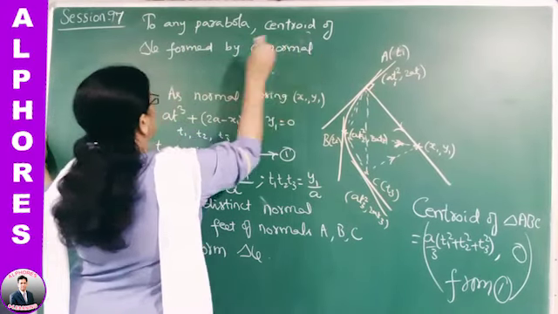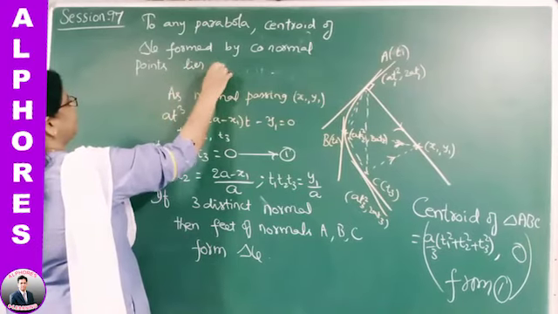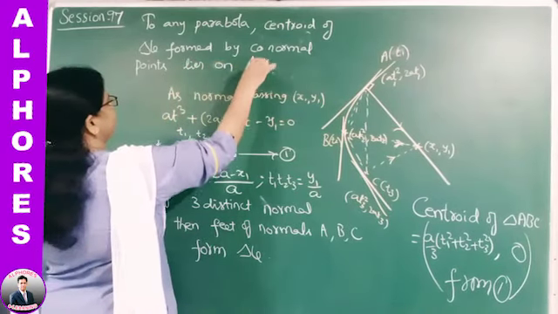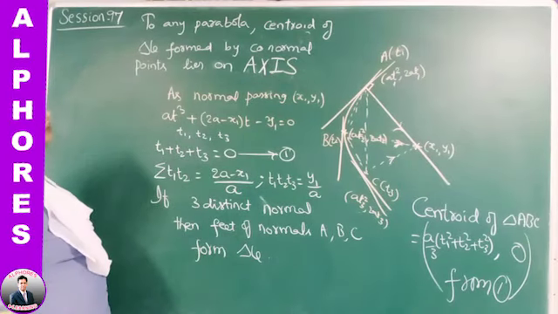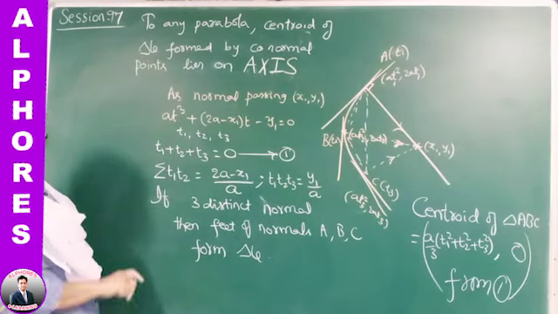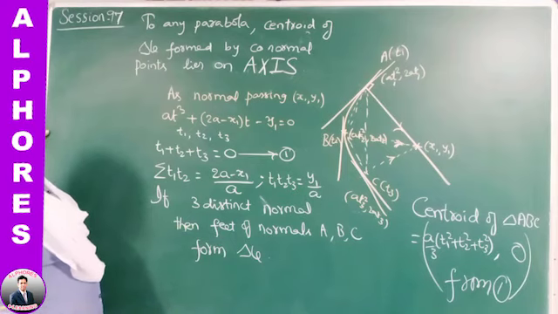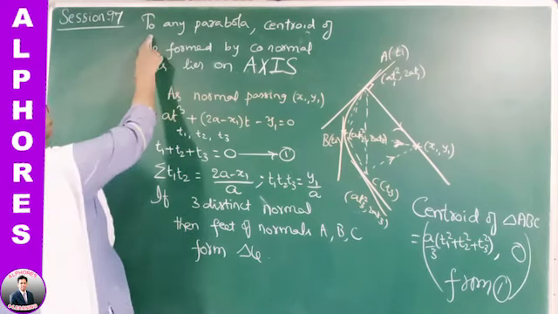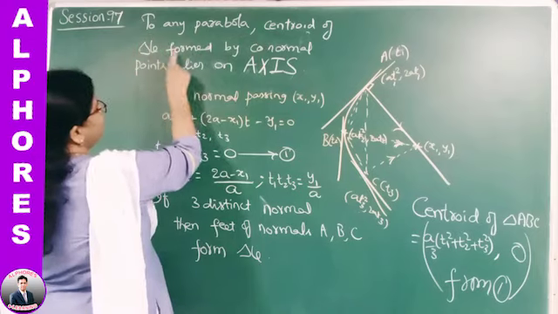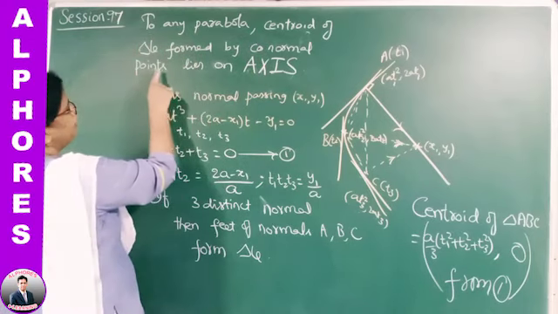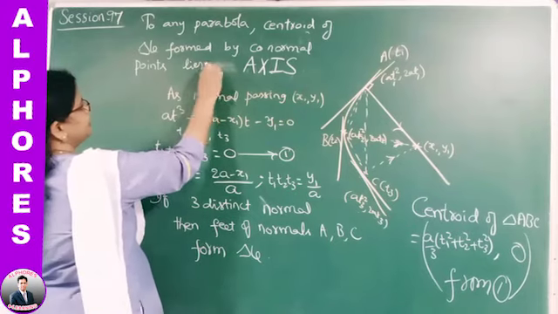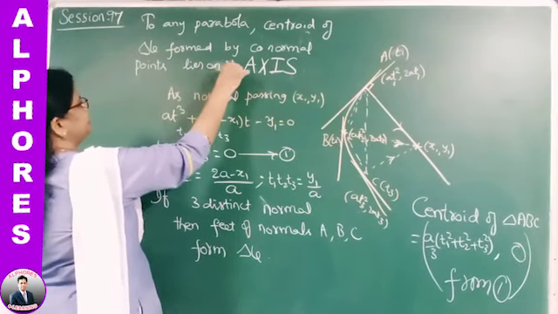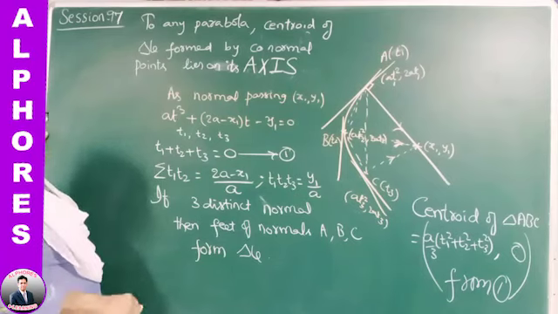It lies on the axis of that parabola, right? So this is very, very important. You can write this for any kind of parabola, oblique or vertical or anything. So for any parabola, the centroid of the triangle formed by co-normal points lies on its axis. In this way, students, this is one of the important properties.